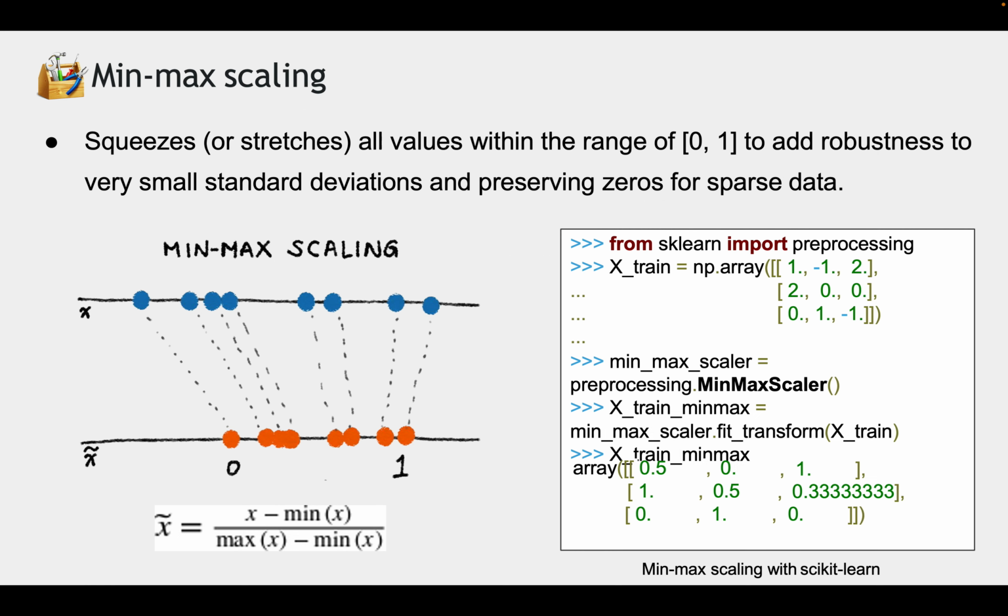Min-max scaling, standard z-scaling. Min-max scaling क्या बोल रहा है? Min-max scaling squeezes or stretches all values within the range of 0 to 1 to add robustness to very small standard deviation and preserving zeros for sparse data.